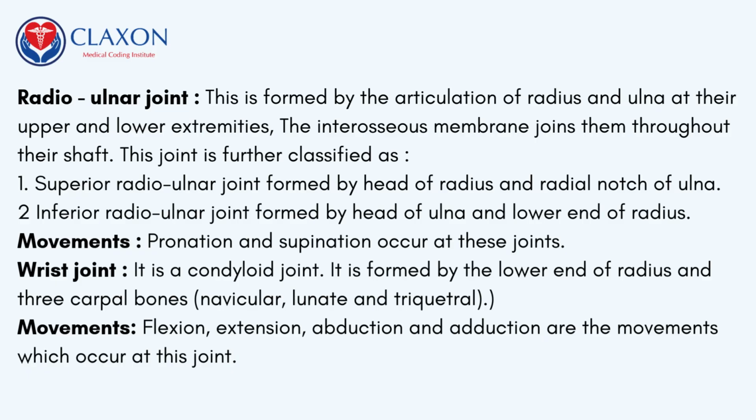Wrist joint, it is a condyloid joint. It is formed by the lower end of radius and three carpal bones: navicular, lunate and triquetral. Movements: flexion, extension, abduction and adduction are the movements which occur at this joint.